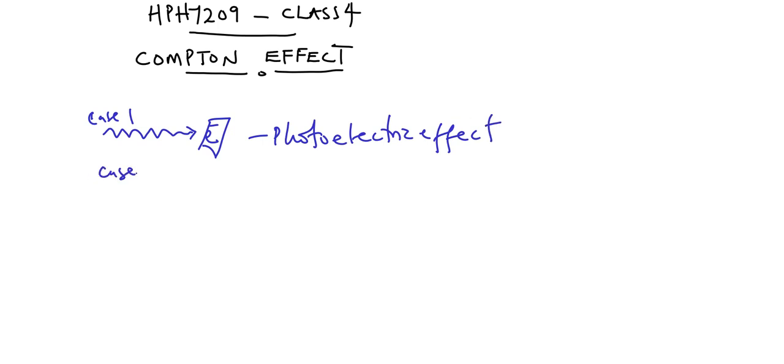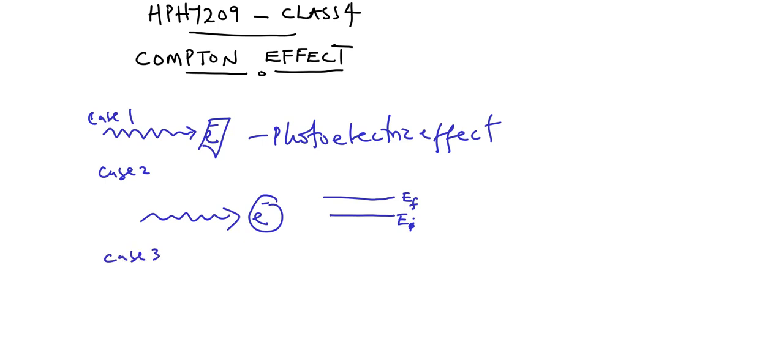Now case two is where the photon interacts with the electron, but it gets absorbed. So the electron absorbs the photon. In this case, the electron will move from its initial energy state, EI, to a higher energy state, EF, because it has absorbed energy from the photon. Now, case three is what we want to discuss today.